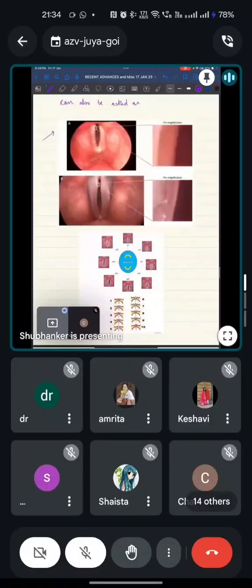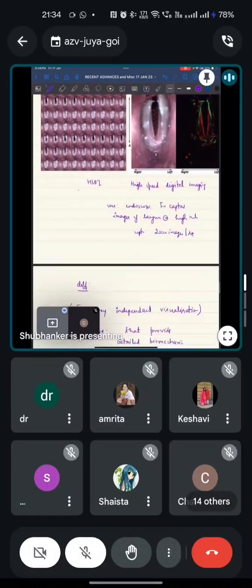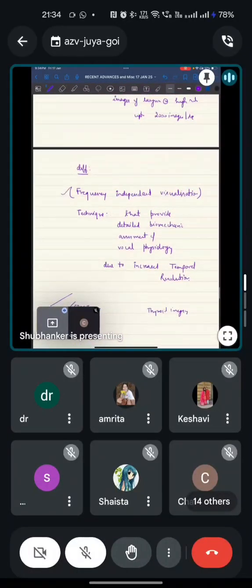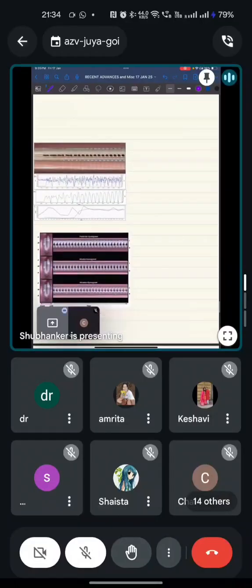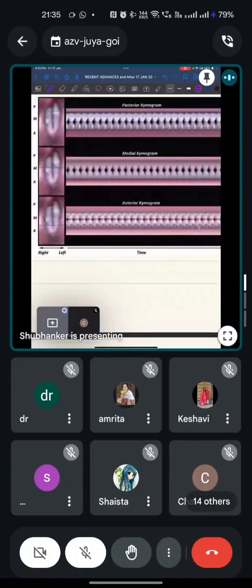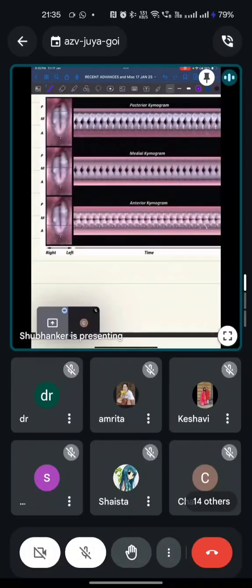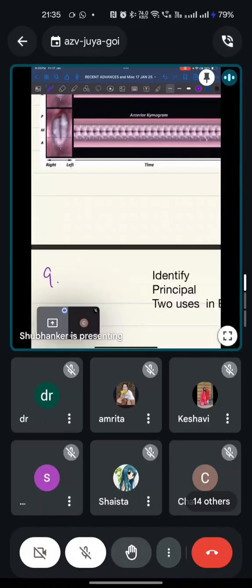If they ask what is the difference between stroboscopy and HSDI, this should be your answer: HSDI uses frequency independent visualization and the rest all remains mostly the same. I don't find much of the differences. It's just that you invent something new and gain multiple things out of it. This is how these things can be asked to you again. Multiple chymograms will be placed. Chymogram is basically a study of your muscles. This can be placed and you will be asked what is the study being shown to you.